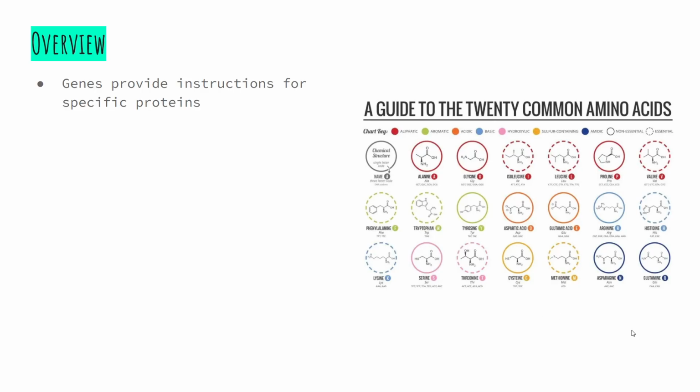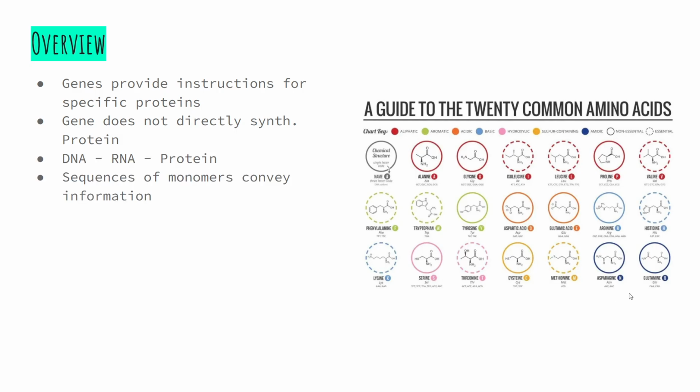Getting straight into it, genes provide instructions for specific proteins. This is not new, and we have learned this previously from our other videos. And so because of that, they do not directly synthesize proteins. Instead, it follows the sequence of DNA, RNA, and then finally our protein synthesis.